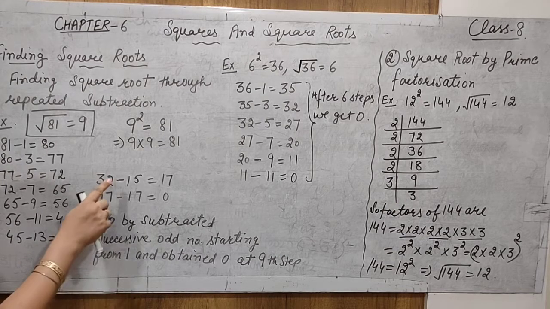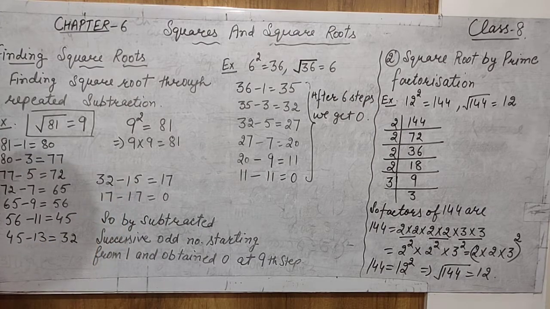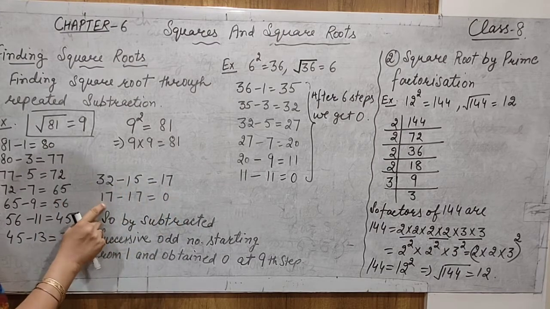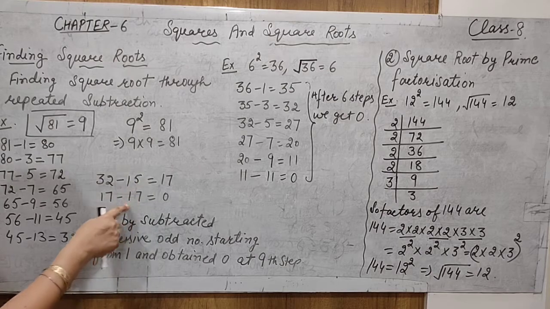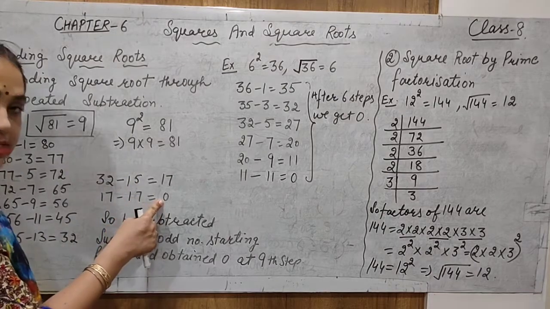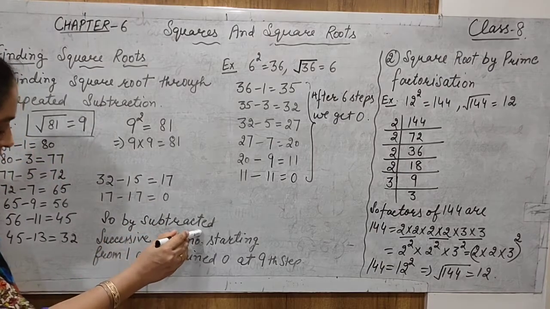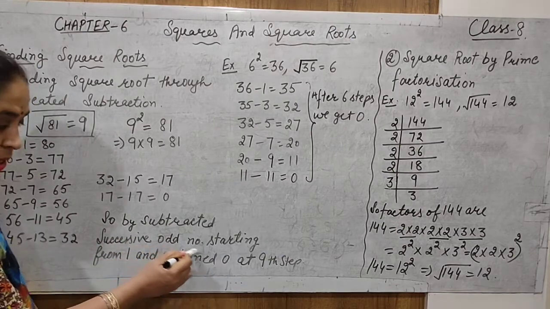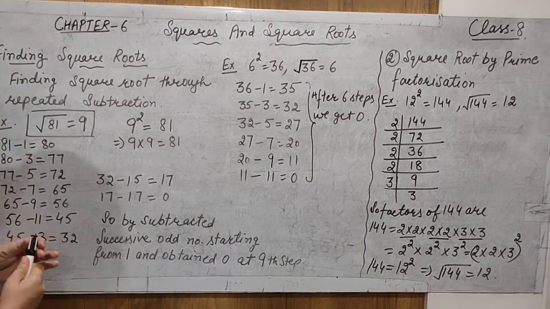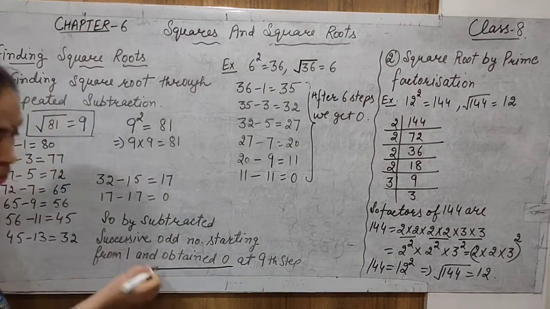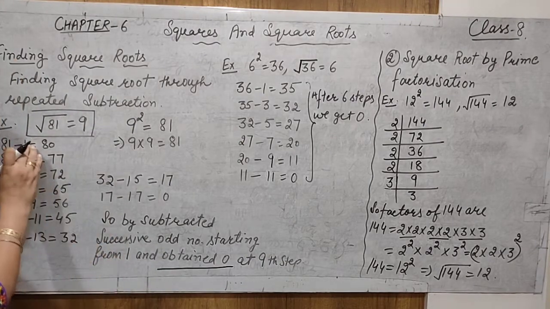We get 32. From 32, subtract 15, because after 13 the next odd number is 15. The answer is 17. From 17 we subtract 17, because after 15 the next odd number is 17, and the answer is 0. So the process is: subtract successive odd numbers starting from 1, always from 1, and the result is 0. After how many steps do we get 0? That is important.